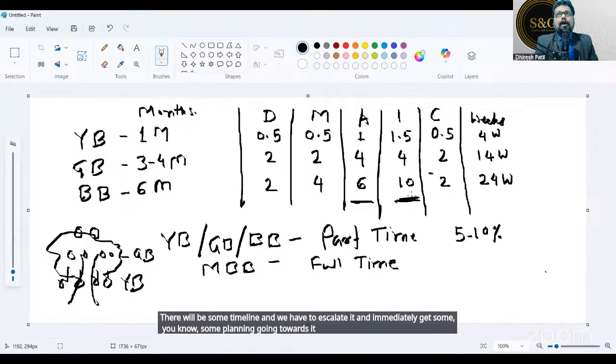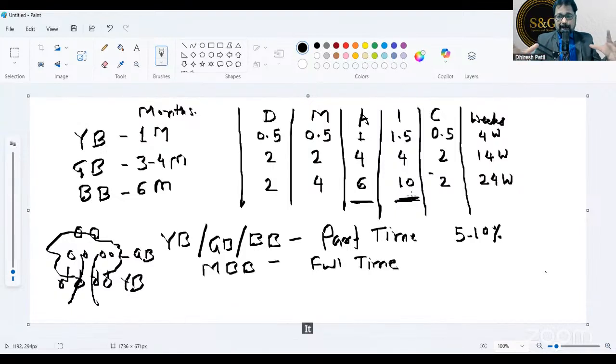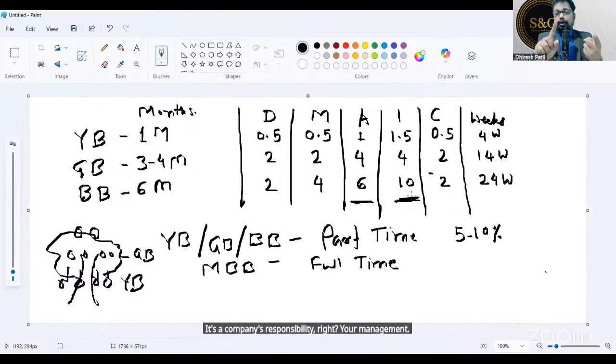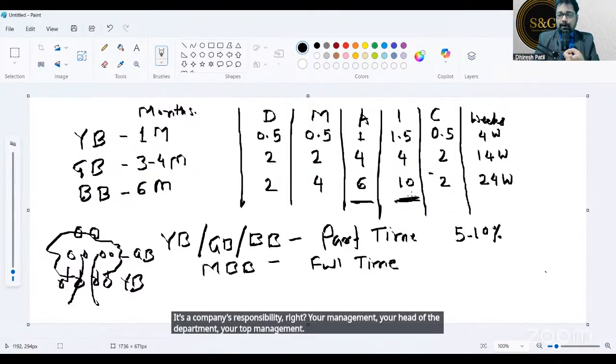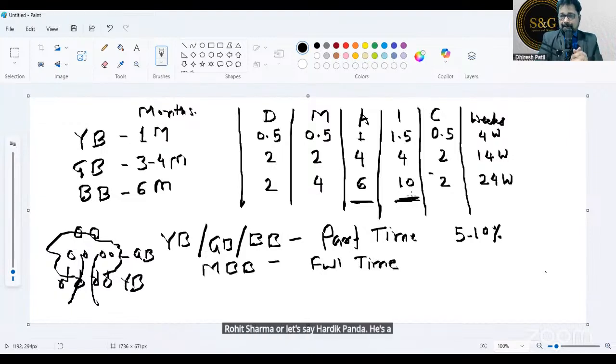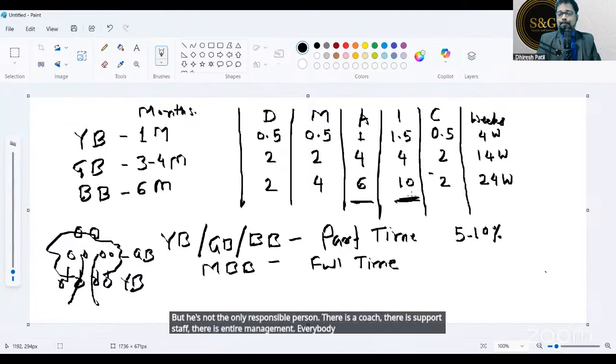Answering another way, it's not only a single person's responsibility to deliver the result. It's the company's responsibility. Your management, your head of the department, your top management, your CEO are also equally responsible for delivering the result of the black belt. You are the driver, you are the captain. Take the case of an IPL team. Let's say Hardik Pandya is the captain of Mumbai Indians, but he's not the only responsible person. There is a coach, there is support staff, there is the entire management. It's everybody's responsibility to make the team successful.